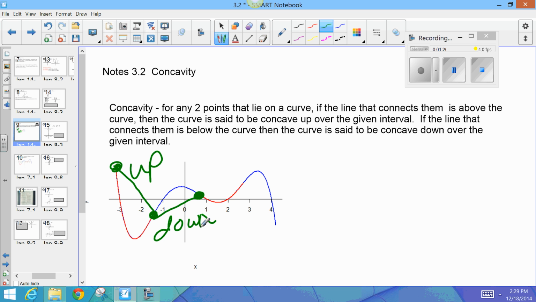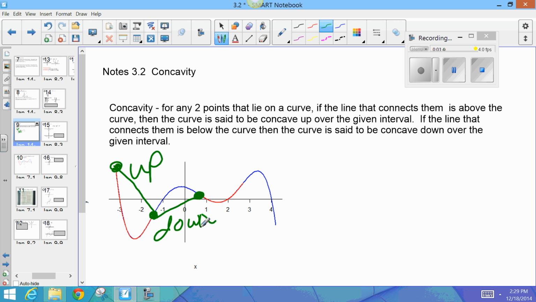Now you already know a much more intuitive definition of concave up and down. Just like a cup that can hold water, it would be concave up. And if the cup is upside down, the part that holds things, you call it concave down. But this is a little bit more technical definition.